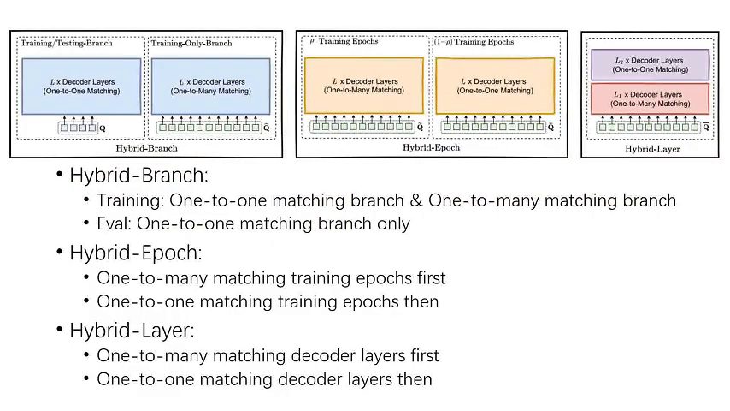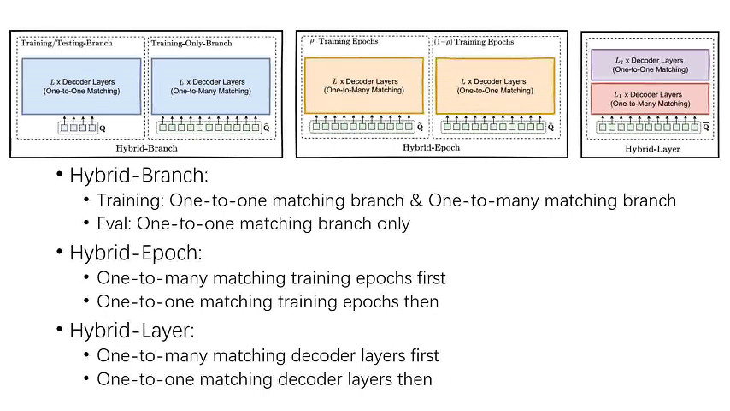We introduce 3 hybrid matching schemes for DETR, that is the hybrid branch, the hybrid epoch, and the hybrid layer. For the hybrid branch scheme, we introduce an additional one-to-many matching branch when training, where we simply repeat the ground truth k times and get an augmented target. We also perform the matching between the predictions and the augmented ground truth over every layer and compute the same losses used in the original one-to-one matching branch.